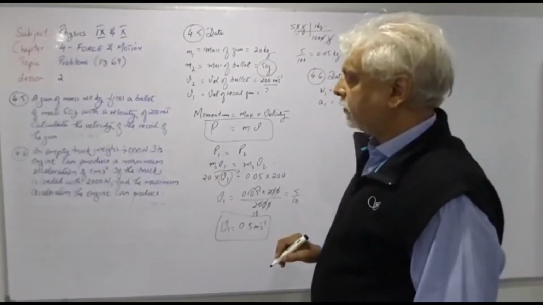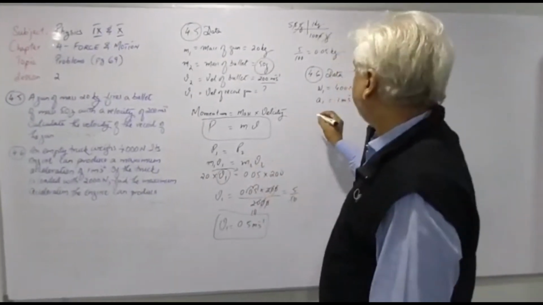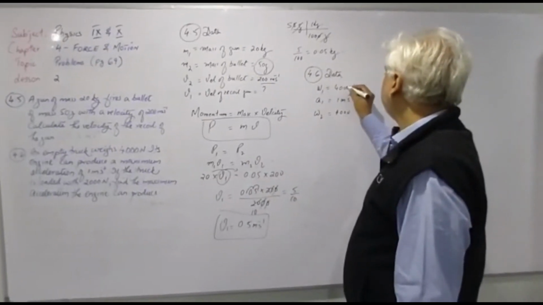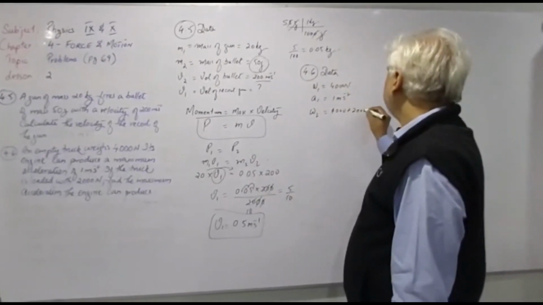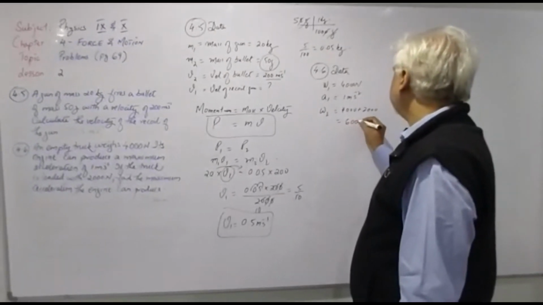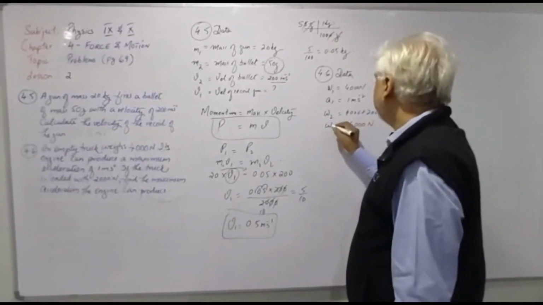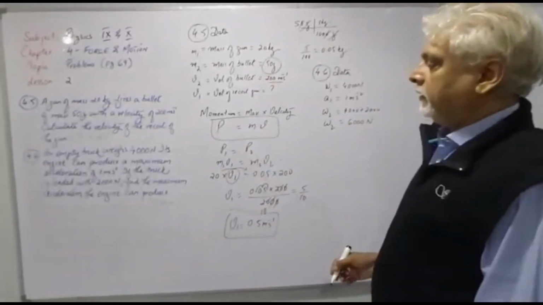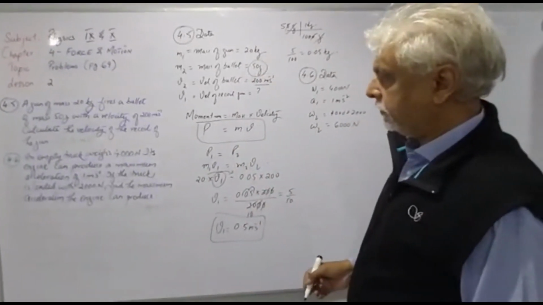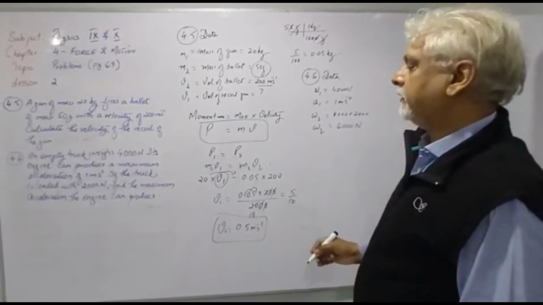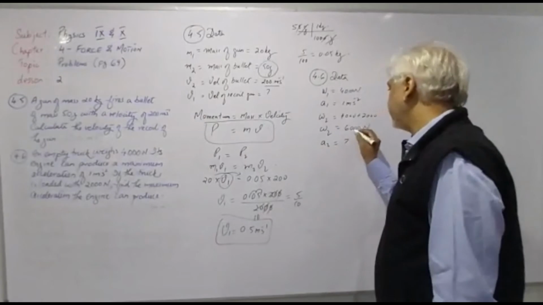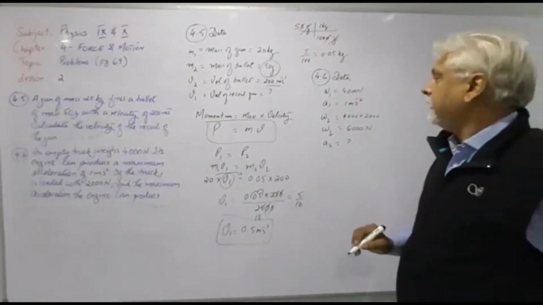If the truck is loaded with 2,000 Newton, now the weight of the truck W2 will be 4,000 plus 2,000, and that will give you 6,000 Newton. This is W2. The truck is loaded, so it is the truck's weight plus the weight which is loaded. Find the maximum acceleration of the engine produced. So we need to find A2. What is the acceleration now?